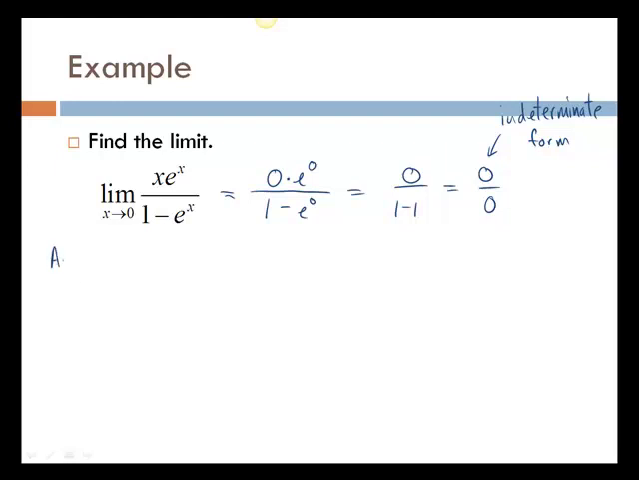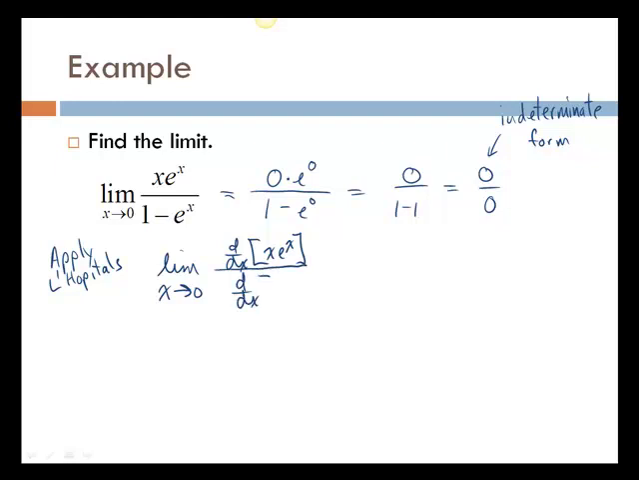So that's what we're going to do. We're going to apply L'Hopital's. And we're going to take the derivative of both of these. So this is going to be equal to the limit as x approaches 0 of the derivative with respect to x of x e to the x all over the derivative with respect to x of 1 minus e to the x.